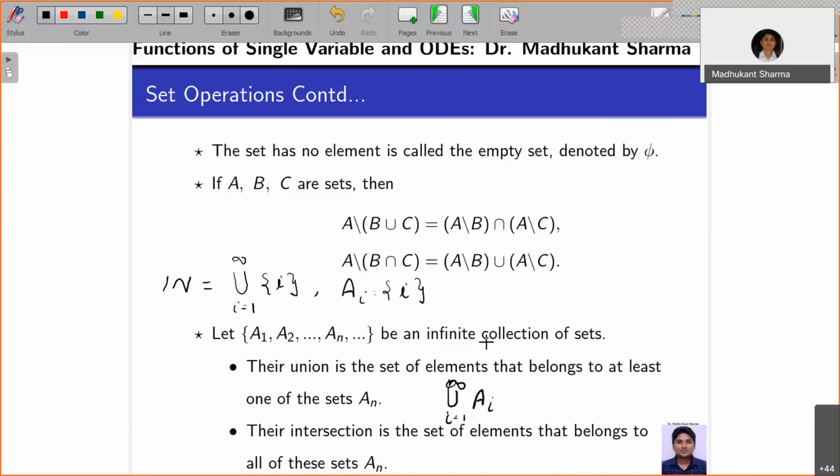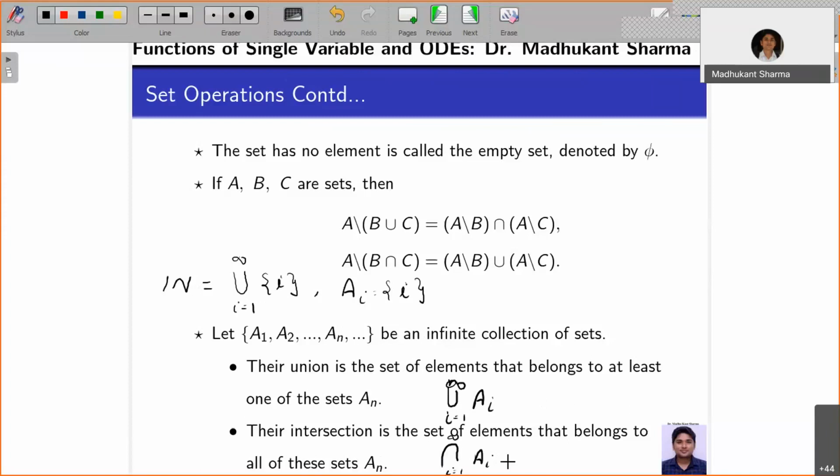Now, you will find that their intersection is going to be the empty set. Their intersection is nothing but the set of elements that belongs to all of these sets, and that is the empty set. So this is how you deal with an infinite intersection. How will you write it? Instead of the cup, you have the cap: the intersection over I equals 1 to infinity of A_I, the elements that belong to all of these sets.